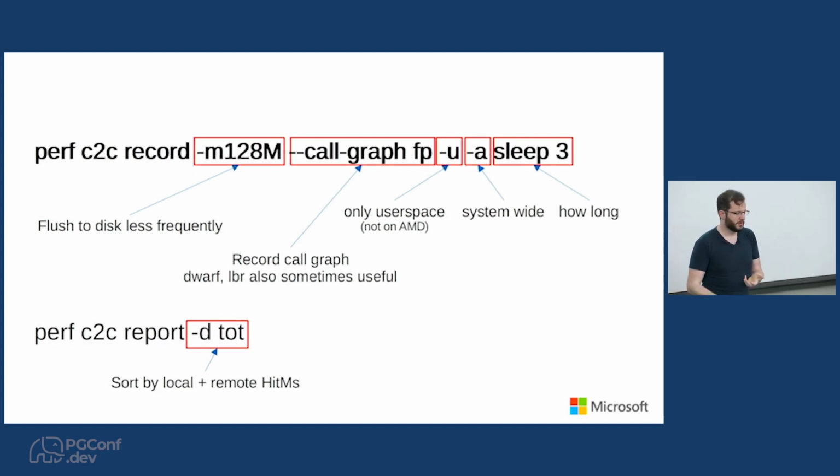Depending on what you want to do, it might not be worth measuring the kernel space, because you might not be interested in fixing kernel problems. In that case, it's very useful to say -u, which says only track user space. And then you say you want to measure the whole system.